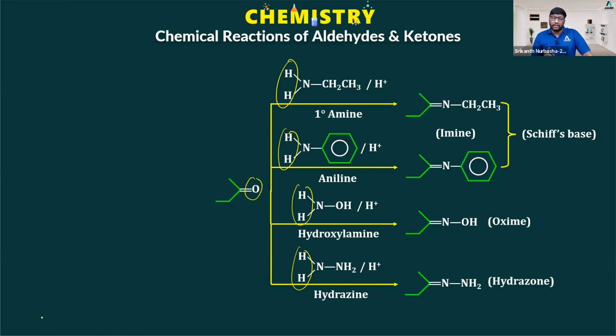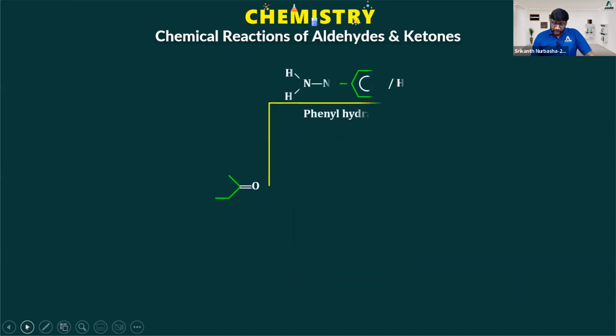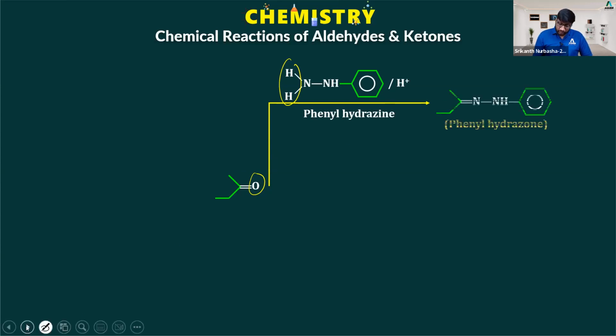The oxygen from the respective C double bond O and 2 hydrogens connected to nitrogen are going to be lost. That is a trick. Here you have to write the respective addition products. Write down what is going to happen. Phenylhydrazine, NH2, NHPh. The oxygen and 2 hydrogens are going to be lost. CH3, C double bond N, NHPh is going to be obtained. Phenylhydrazine gives phenylhydrazone.